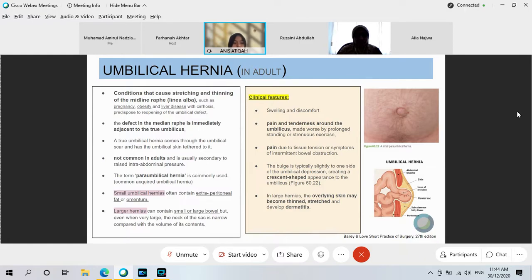Small umbilical hernias often contain extraperitoneal fat or omentum. If it's a larger hernia, it can contain small or large bowel. But even when very large, the neck of the sac is narrow compared with the volume of its content. You can see in the diagram, I put it there. If this one is a large hernia, it will have small or large bowel. Okay, for the clinical features, the patient might have swelling and discomfort, pain and tenderness around the umbilicus. It will be worsened if the patient is standing or doing strenuous exercise.